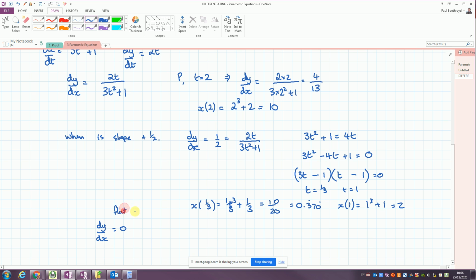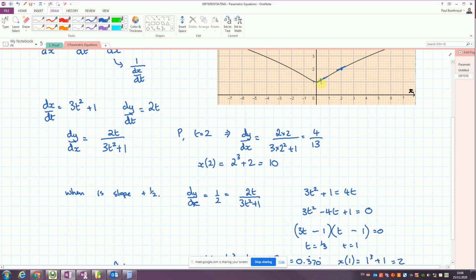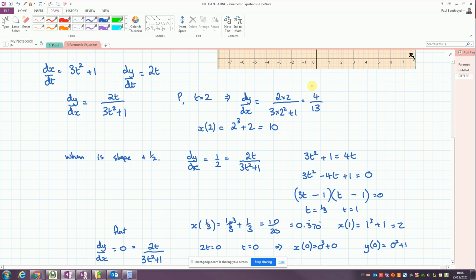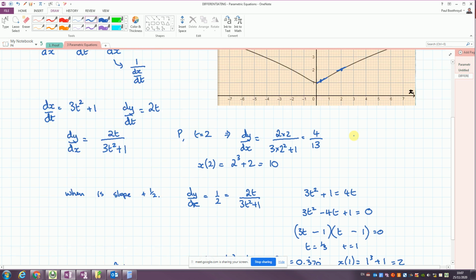So flat, you get 2t equals 3t squared plus 1, multiply across and we get 2t equals 0, so t equals 0, which leads to x of 0 is 0 cubed plus 0, and it gives us this 0 place, and y of 0 is 0 squared plus 1, and it gives me the (0, 1) point, so it tells me that's flat. That's the point.